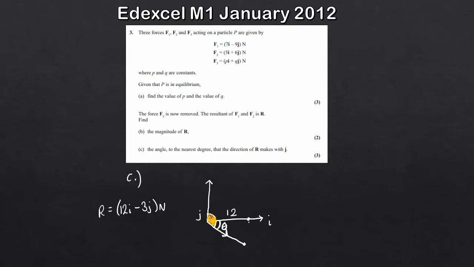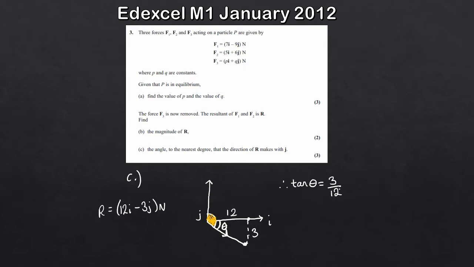So if I just do a little bit of a sketch here, it's a little bit off, but let's just say that's that point there. So this is 3 going down, this is 12 across. So to find theta, well, this is just simple trigonometry. This will be tan theta. Tan theta is equal to 3 over 12.